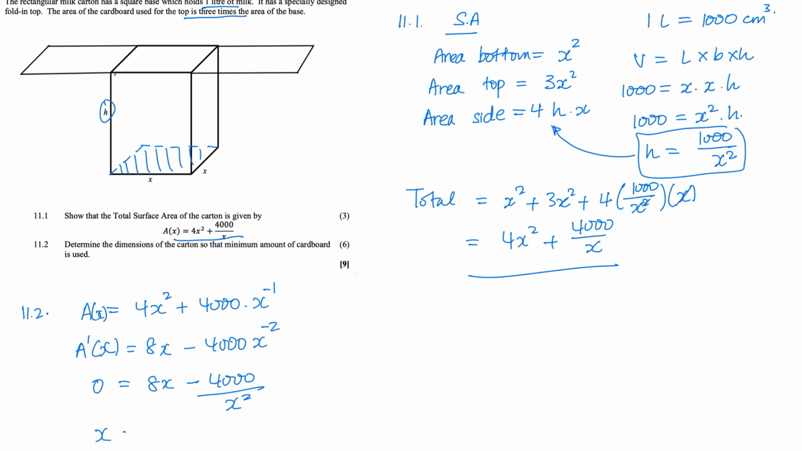So x is going to equal 7.94 centimeters. And we already have an expression for h. So the height is going to equal 1,000 divided by 7.94², which is 15.86 centimeters.